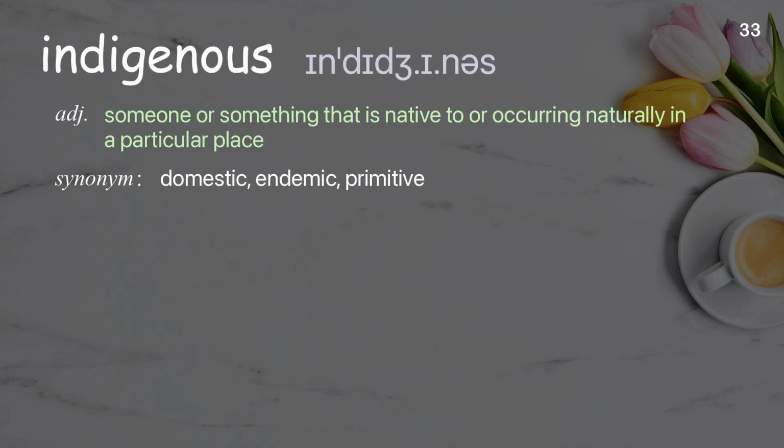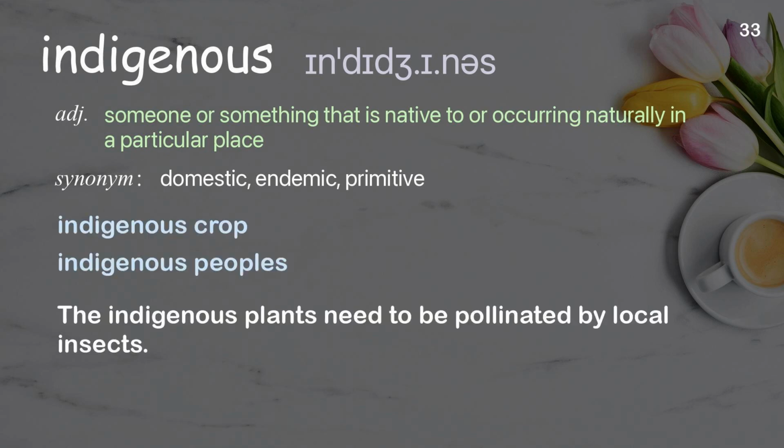Indigenous. Someone or something that is native to or occurring naturally in a particular place. Examples: Indigenous crop. Indigenous peoples. The indigenous plants need to be pollinated by local insects.